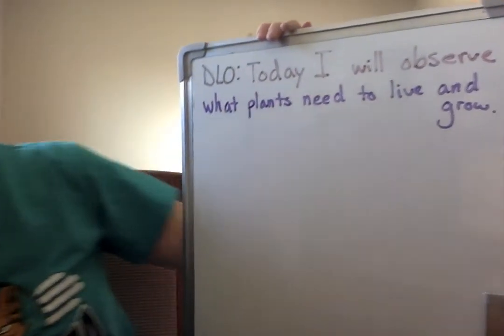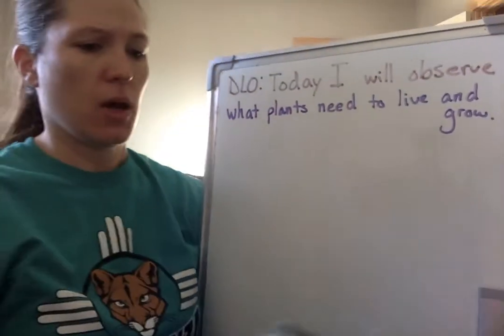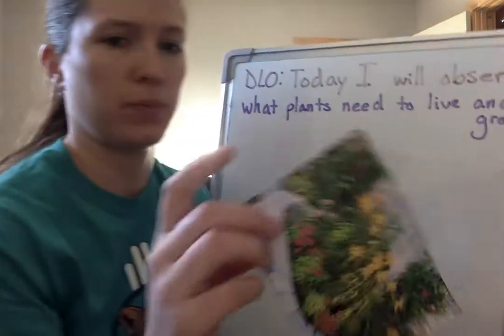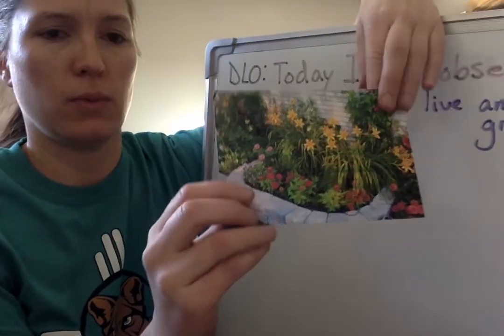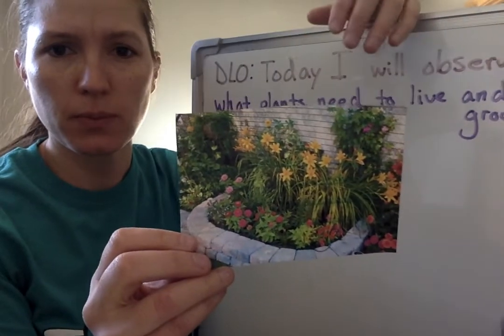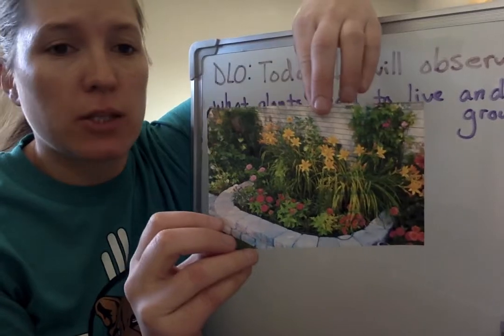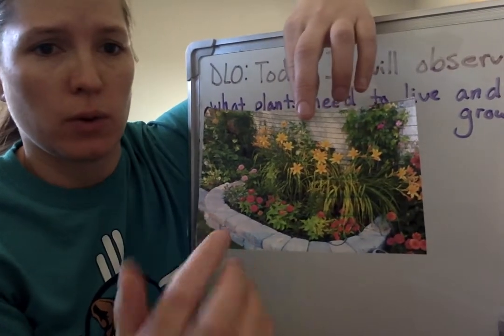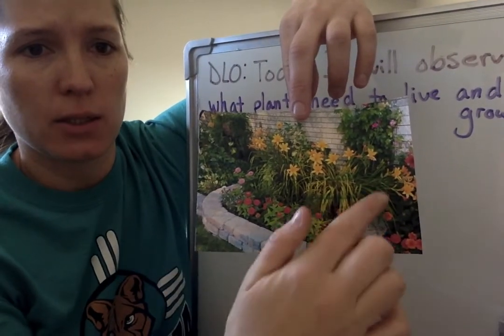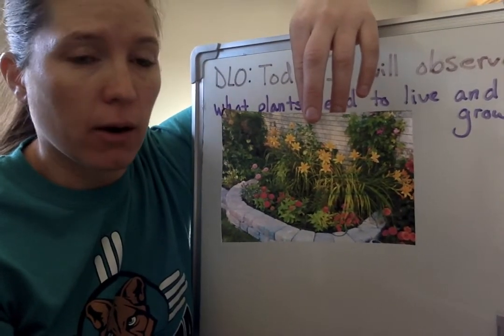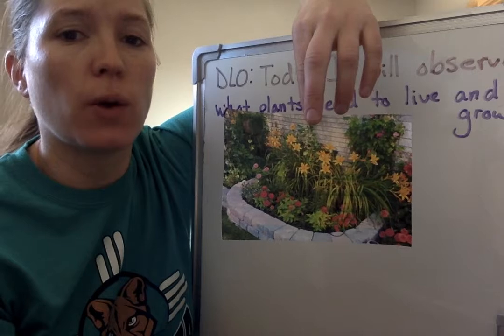So I'm going to show you a picture here of some flowers in this flower bed. Plants need air. They use air to make food and grow. So here are these plants. Looks like they're outside of somebody's house. And plants need air to make food and to grow.